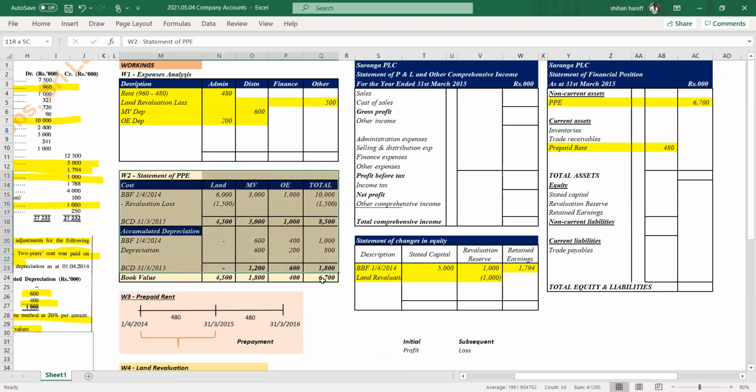Statement of PPE. Right. So you can double check and complete the statement of PPE and get the final balance to the statement of financial position and non-current assets. Very simple. Right. So we did adjustment number 1 as the prepaid rent, adjustment 2 as the revaluation reserve, and adjustment 3 the statement of PPE. If there are any doubts, please tell me.